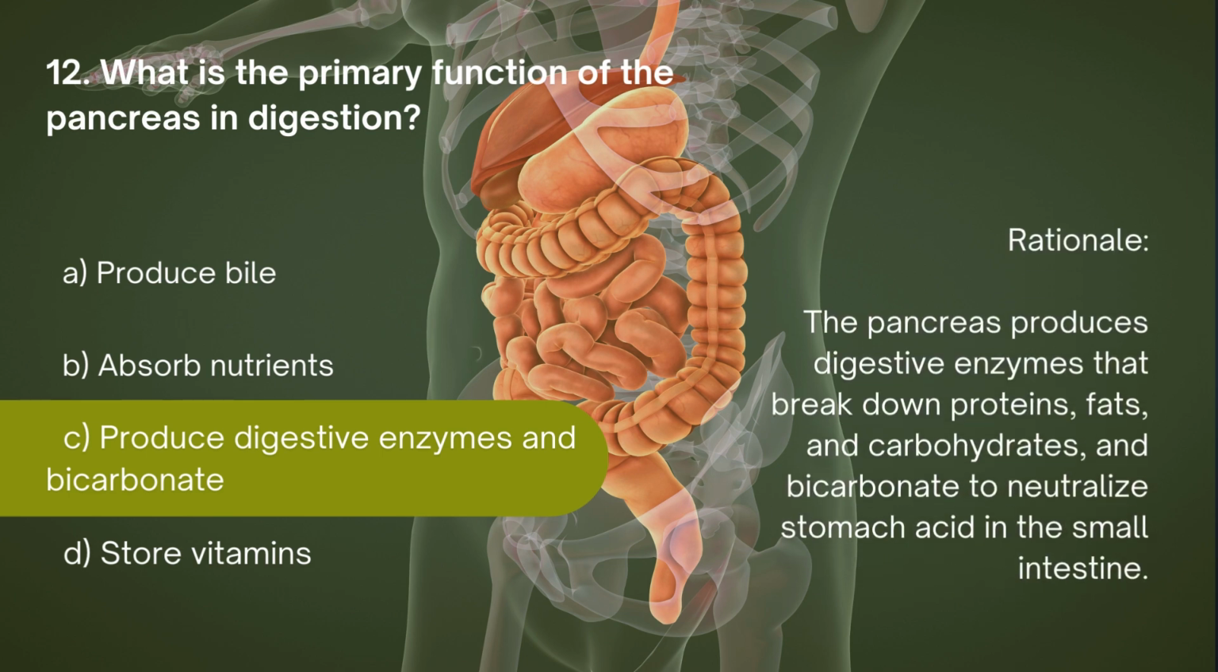Rationale. The pancreas produces digestive enzymes that break down proteins, fats, and carbohydrates, and bicarbonate to neutralize stomach acid in the small intestine.